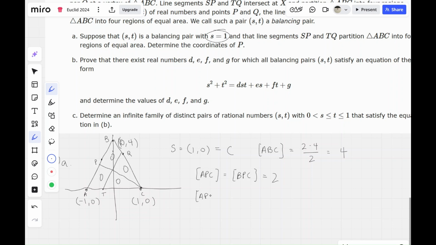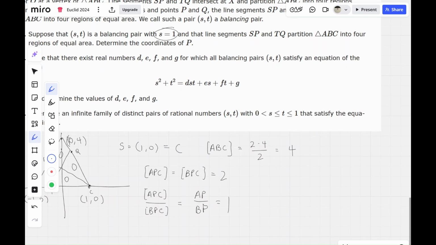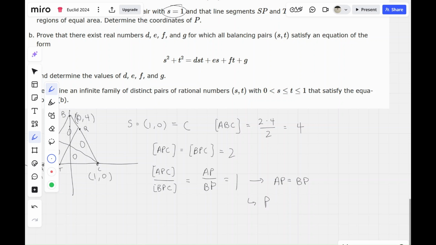But since APC over BPC is equal to AP over BP, since the 2 triangles have bases on the same line and the same upper vertex, that area ratio is just the ratio of their bases. But we know that these 2 are both equal to 2, so this ratio is actually equal to 1. This means that AP is equal to BP, so P is the midpoint of AB.